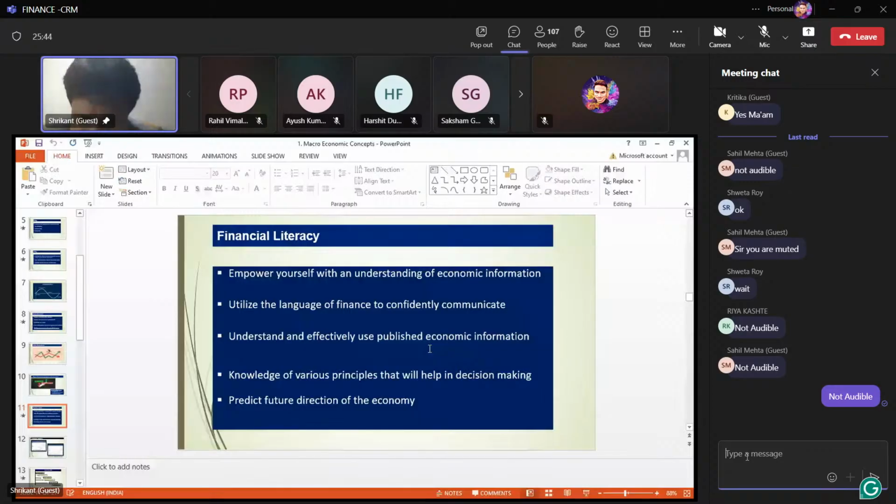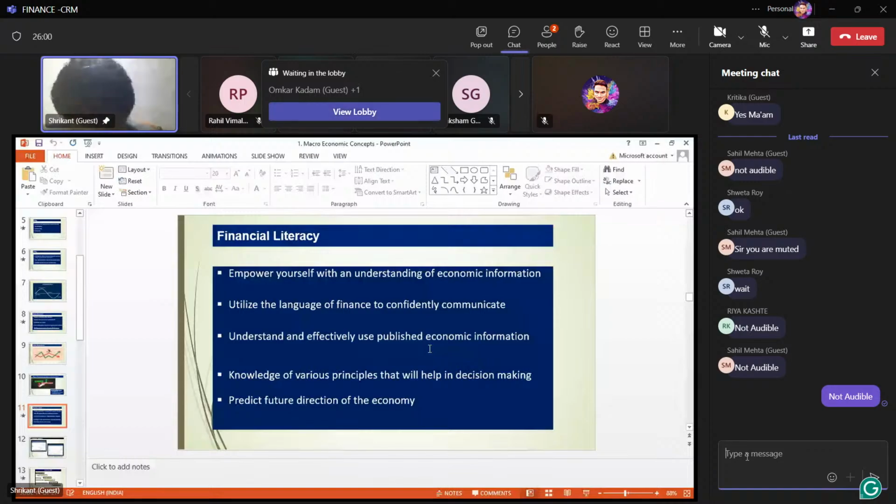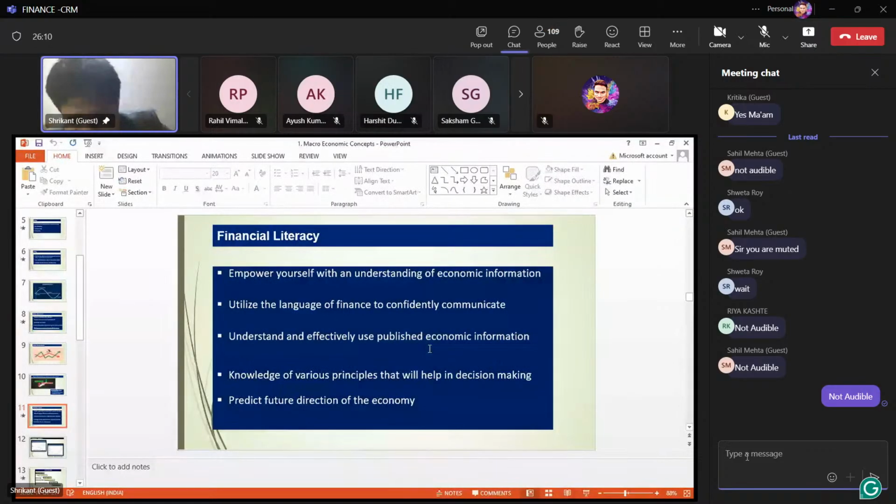You should be able to communicate confidently with your peers, and you should see what impact it's going to have on the company that you're working for. You should understand and effectively use published economic information. You should have knowledge of various principles which will help in decision making, and you have to be able to predict the future direction of the economy.